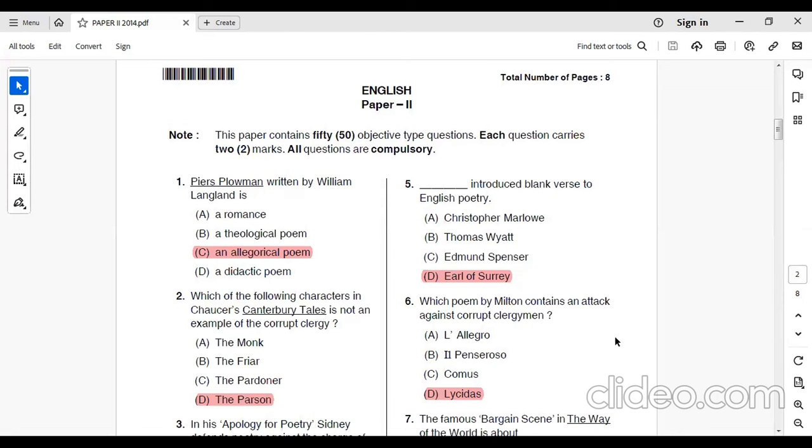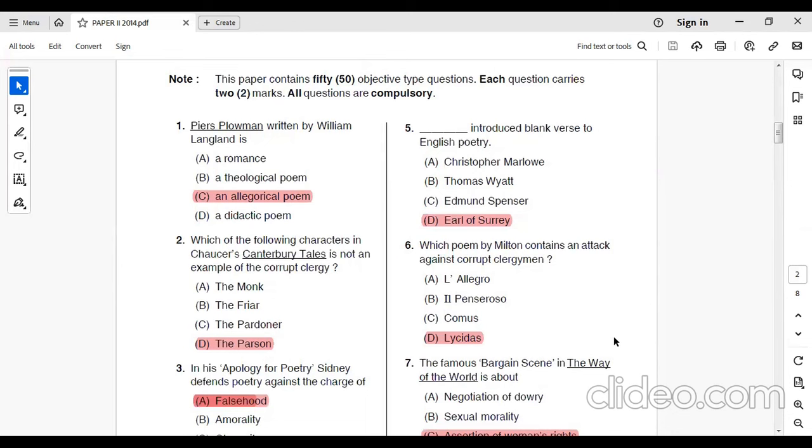Question number two. Which of the following characters in Chaucer's Canterbury Tales is not an example of the corrupt clergy? The answer is the parson. The parson is not an example of the corrupt clergy. That means to say the monk, the friar and the pardoner are examples of the corrupt clergy. Chaucer's friar is portrayed as a greedy hypocrite. He tells a tale about a summoner who bribes an old innocent widow. The summoner in retaliation skewers friars in his tale, satirizing their lewdness and their hypocrisy.